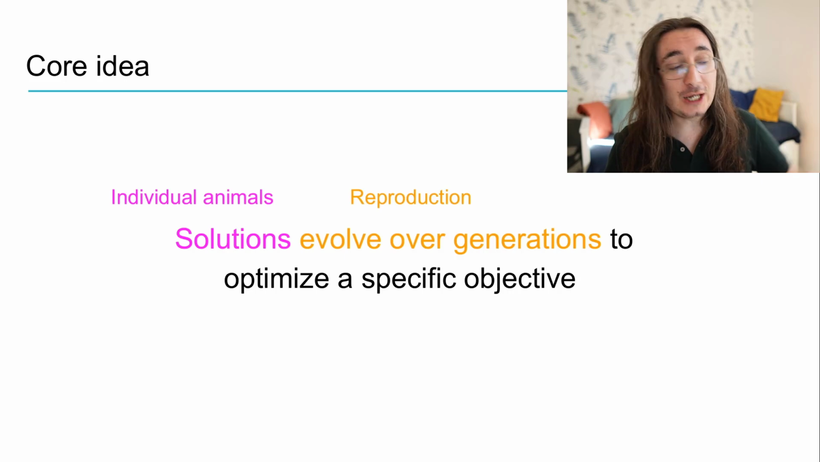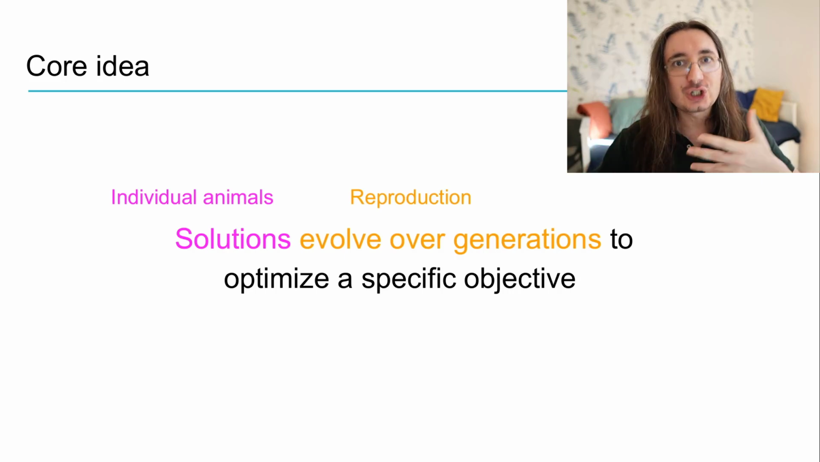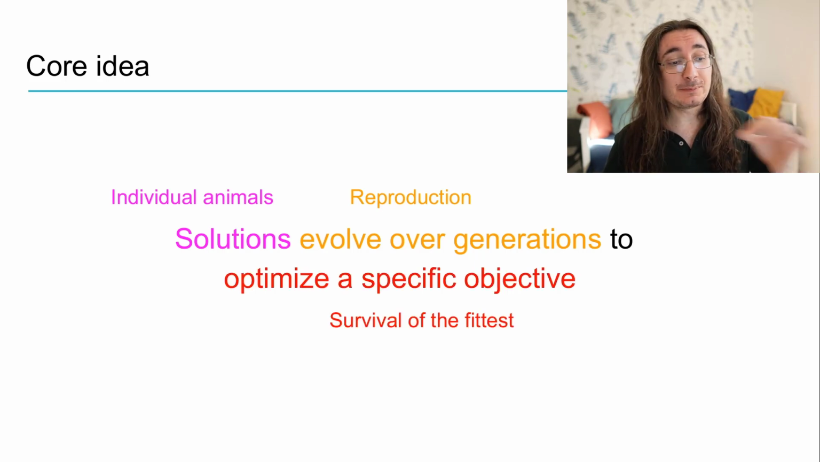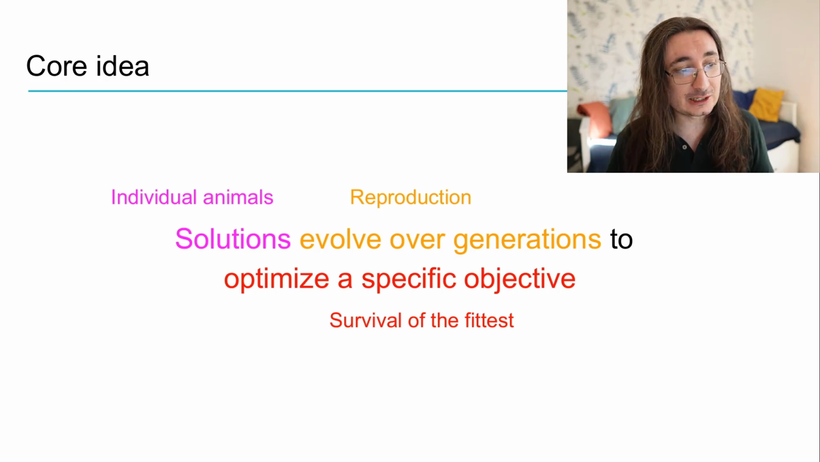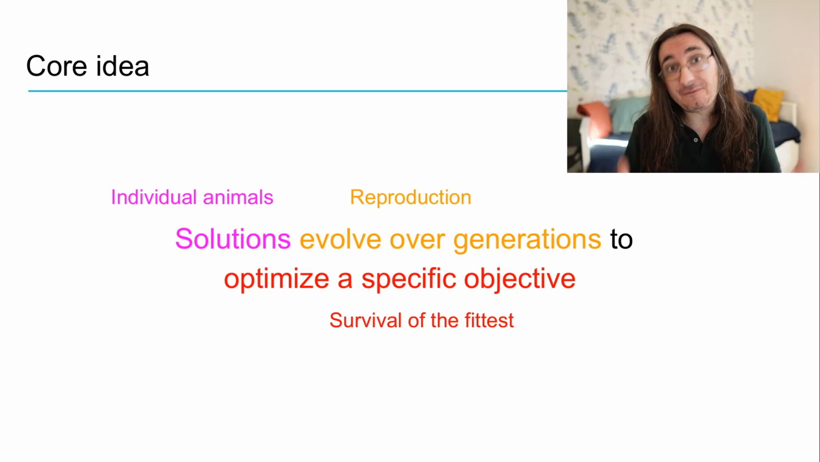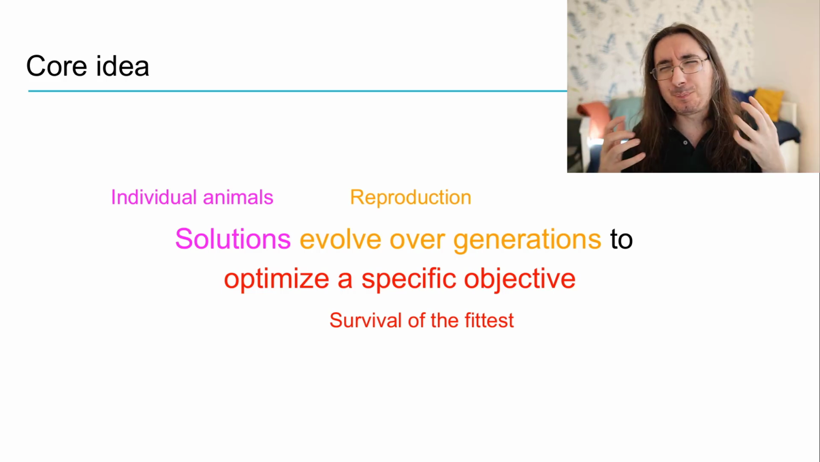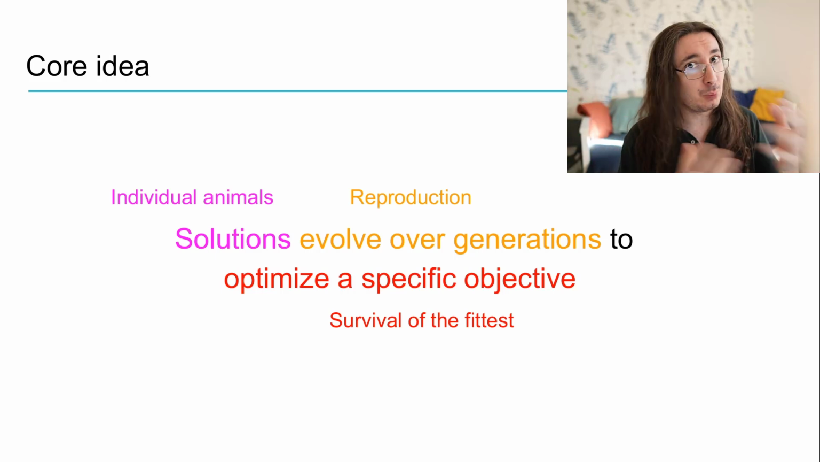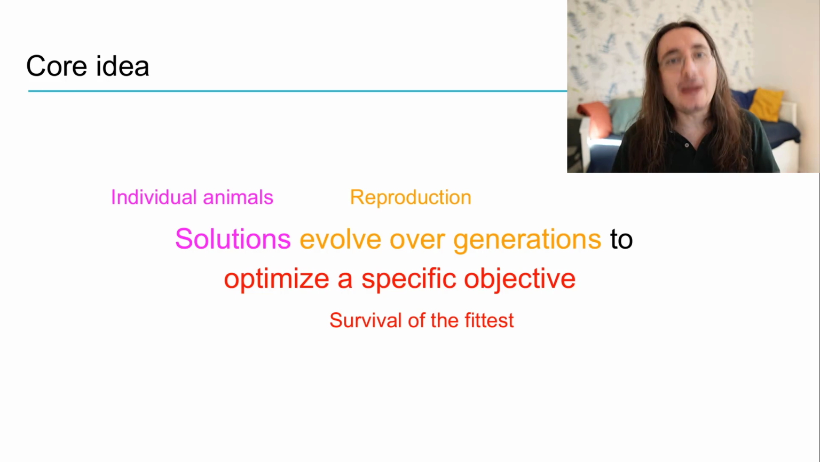They evolve over generations. In other words, they reproduce. We have iterations, and at each iteration we have a new generation. Finally, to optimize a specific objective, and this is the survival of the fittest, we have a sort of fitness function, and we have fitness in biology as well, and that is the environment that basically indirectly tells us what works and what doesn't work, and only the fittest tends to survive. And we do the same thing also for genetic algorithms.